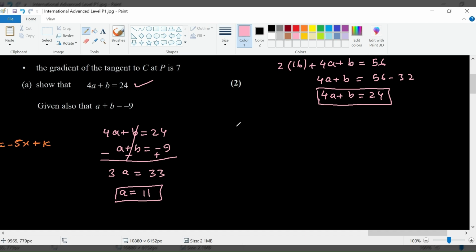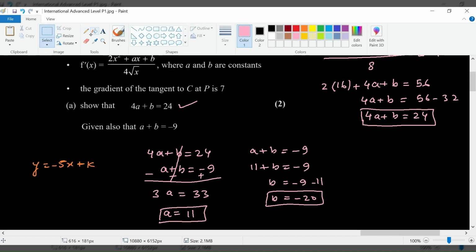Now, we need to find out the value of b. We know very well a plus b equals negative 9. The value of a is 11 plus b equals negative 9. So that means b will be equals to negative 9 minus 11. So that means the value of b is equals to negative 20.